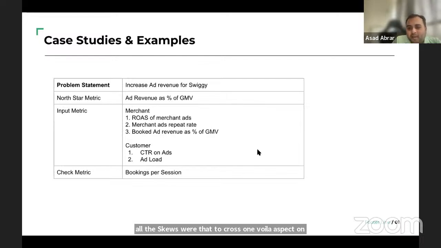Okay, please explain with examples about North Star metric. I can't view the PPT. I'll send the slide. I don't think that should be a problem.